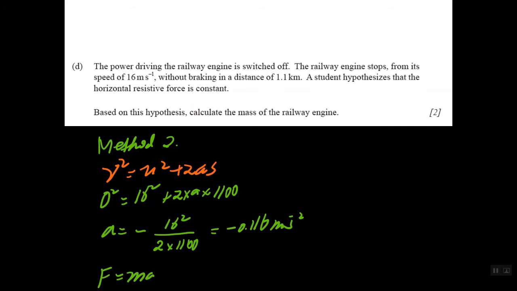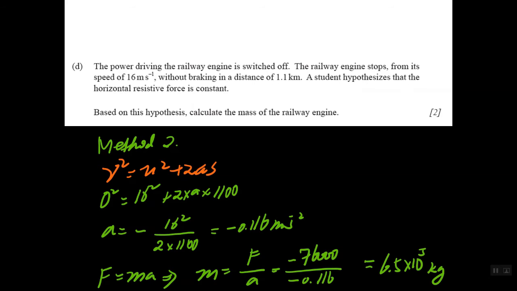As we know, net force equals mass times acceleration, and here the net force is the resistive force. So mass equals net force, which is the resistive force, divided by acceleration. The resistive force is 76,000 divided by the deceleration 0.116, and the mass is 6.5 times 10 to the 5 kilogram, same as before.